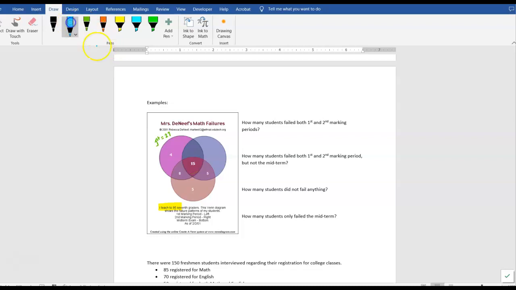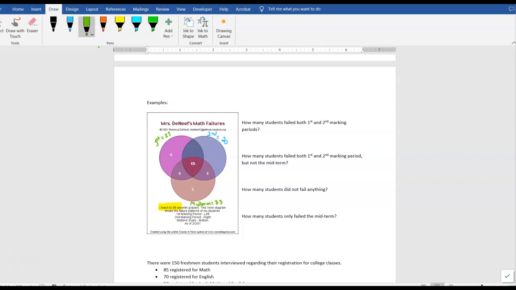For the second marking period, we have 15 and 5 all in this bluish region. So there are 20 students that failed this second marking period. And then for the midterm, which is this one on the bottom, we have something in all of the different regions. So 1, 2, 3, 4 regions right here, 4 partitions. And we end up with a total of 33 students that failed the midterm.